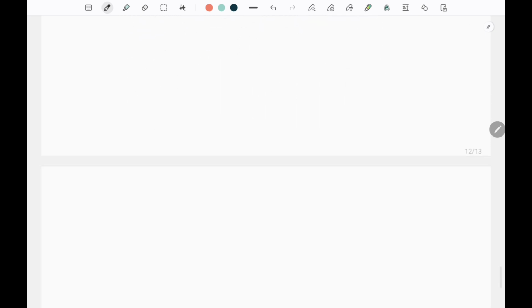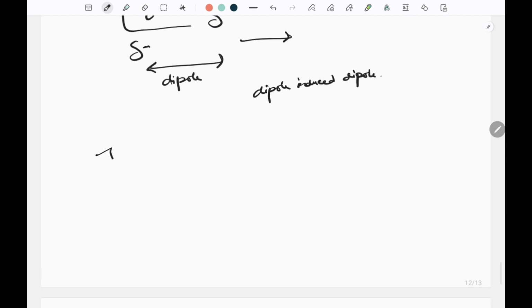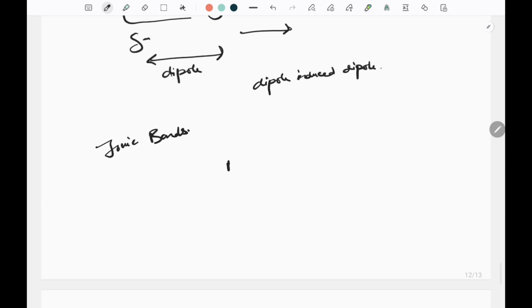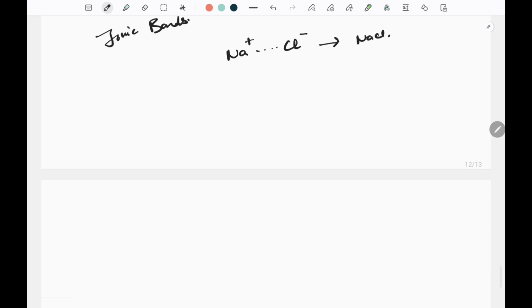And the third that we already know are the ionic bonds. Here we have an electropositive atom and an electronegative atom. When these make a bond, that is called an ionic bond. It's as simple as that.